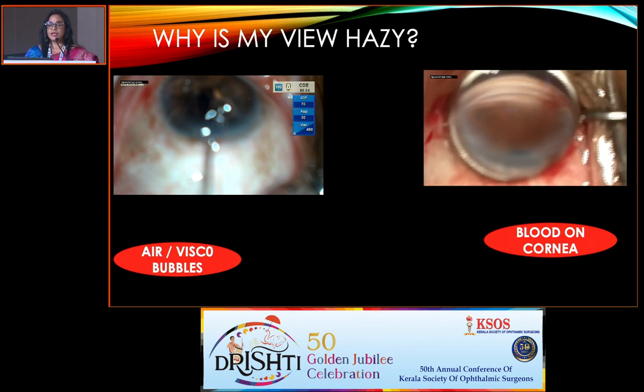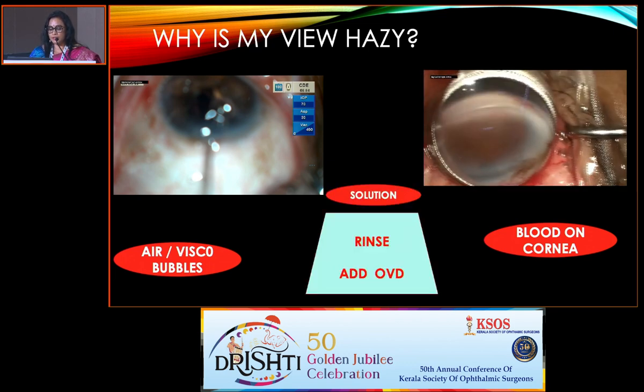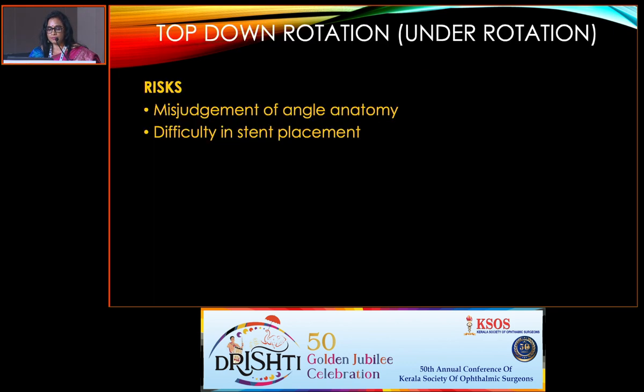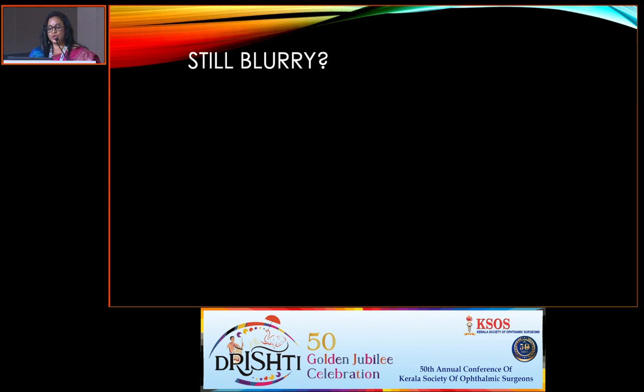So the blood is coming under the lens and you're not able to see the angles underneath. Like I told before, if the end-phase view is not being viewed properly, you can have a problem in judging the angle anatomy and difficulty in doing the procedure too. The solution is to rotate the head further away, rotate the scope towards you, and tell the patient to look away.